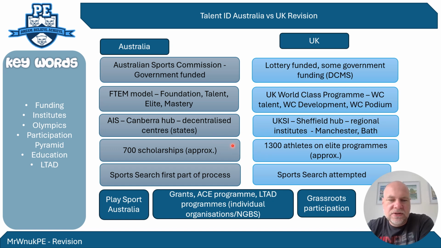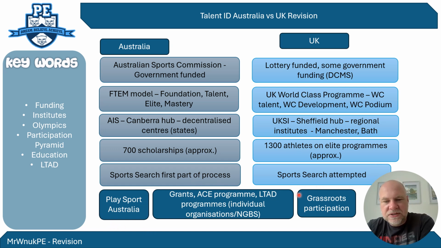The number of athletes or scholarships in Australia is less than ours. They have 700 scholarships, whereas we have about 1,300 athletes on elite programs. So it's slightly different: there's a scholarship program in Australia, whereas we have elite programs and pathways for our athletes. Now, what Australia does is a thing called a sports search as part of their first phase, their base level, where they go out to schools and run kids through different tests to try to determine who's going to be potential athletes, and then put them into the sports. In England, we've attempted it, but it's not really something we do that much. In certain sports it's used more than anything else. It's not a generic national program. Certain sports will use it to try to identify talent routes.